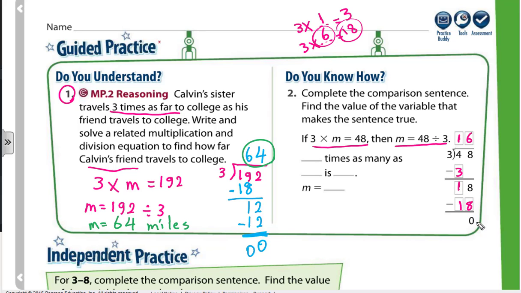And of course, 18 minus 18 equals 0. Okay, we need to complete this sentence, my hero. Space times as many as what is what? This sentence.